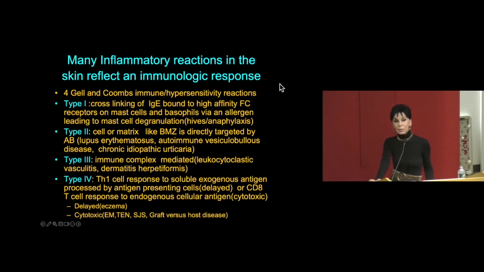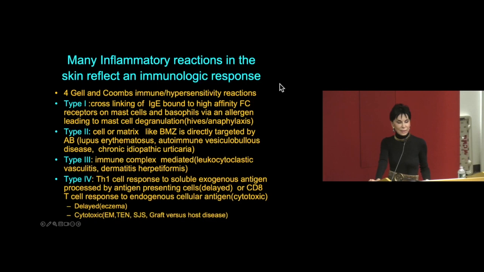Type 3 is immune complex disease, immune complex hypersensitivity, where circulating immune complexes trigger a vasocentric inflammatory process, a leukocytoclastic vasculitis. Immune complexes are implicated in dermatitis herpetiformis.